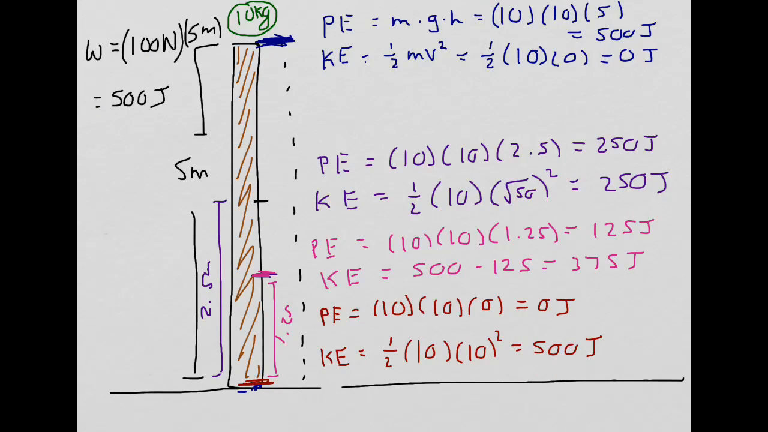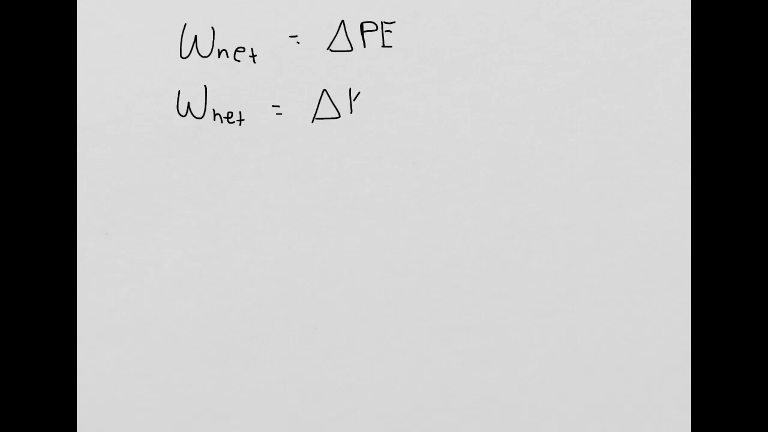So this brings us to our last equation. We've already learned that net work is equal to change in potential energy, if we're just considering potential energy. We've also learned that net work is equal to change in kinetic energy. Now, when there's potential and kinetic energy, net work is equal to change in potential energy plus change in kinetic energy.